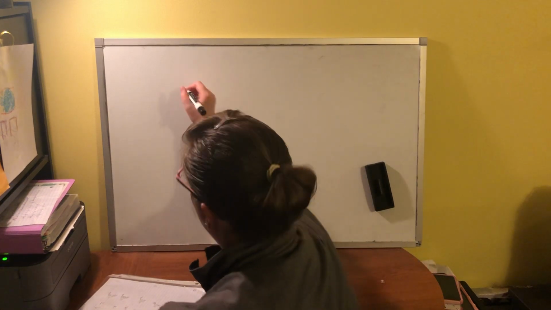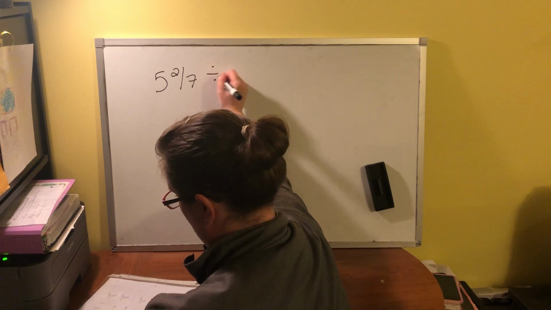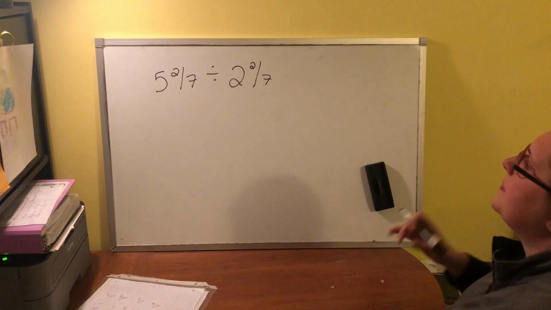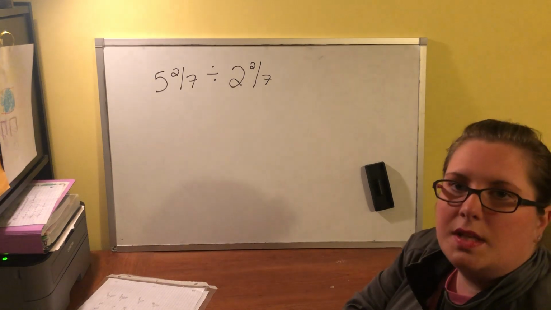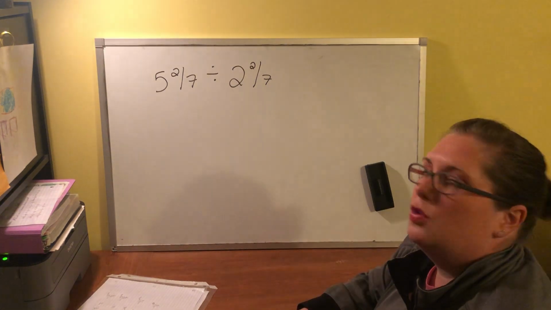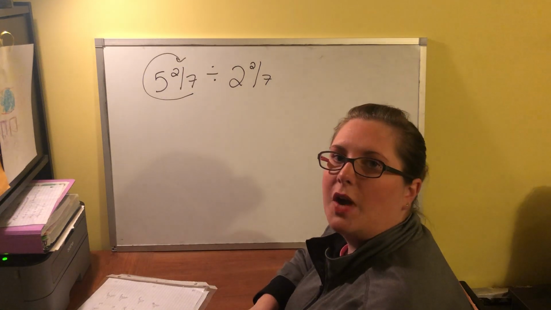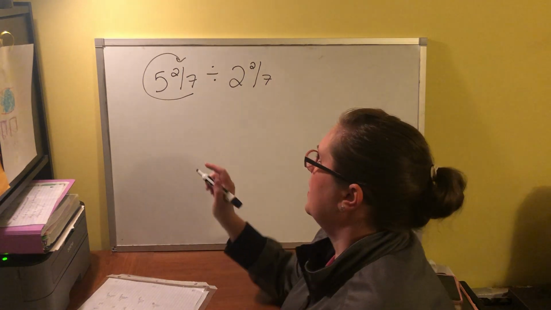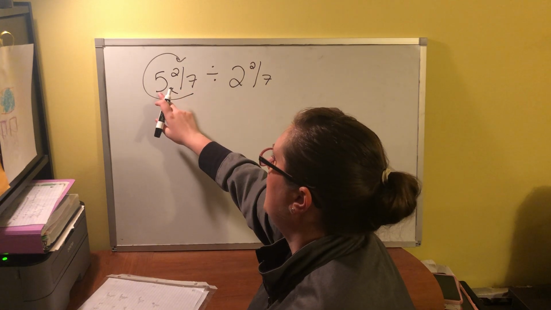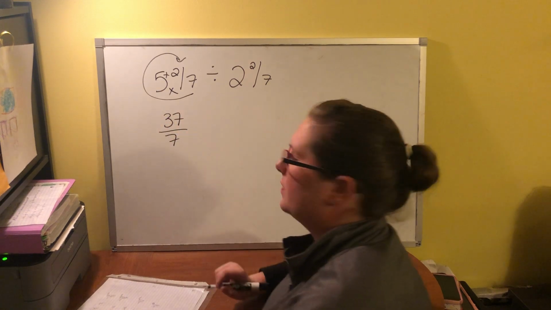Dividing mixed numbers. So let's look at 5 2/7 divided by 2 2/7. Once again, we can only multiply and divide fractions by fractions, right? And right now I have 2 mixed numbers, so we need to turn these into improper fractions, okay? We're using the second circle method, moving in the left direction. We're multiplying first. So 7 times 5 is 35, plus 2 is 37, and it stays over 7.